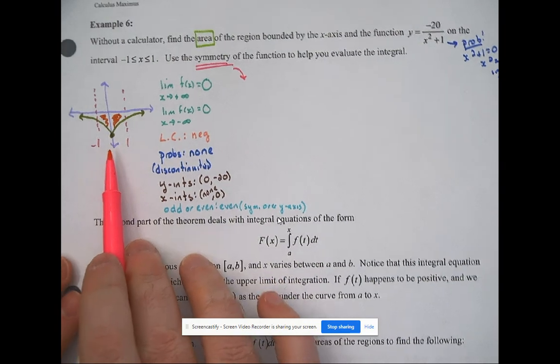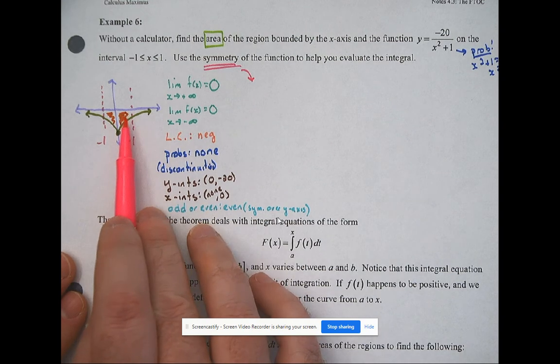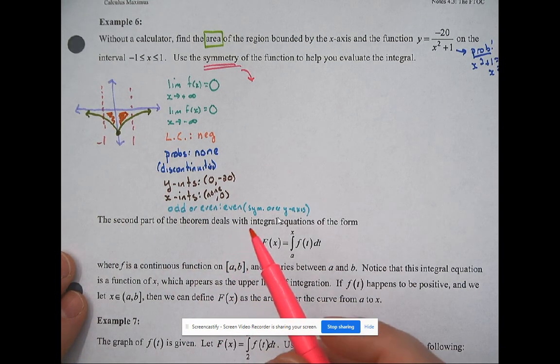So I would like you to pause again and write up what you think the integral would look like if I wanted to calculate just this area here. Okay, let's see how you did.